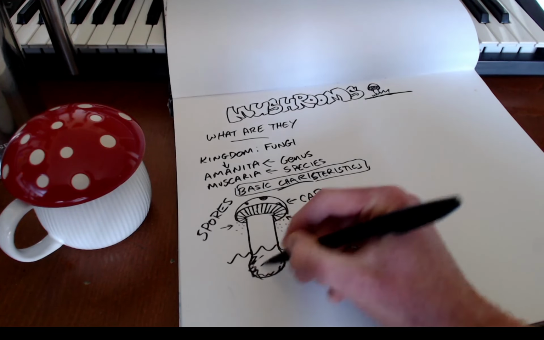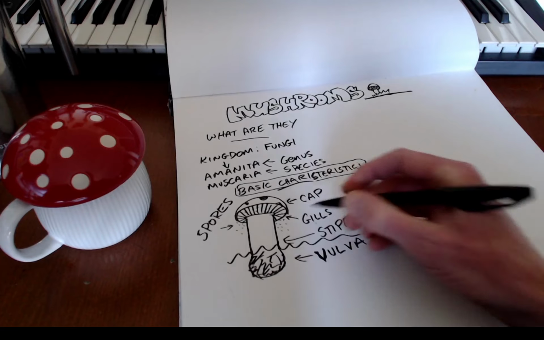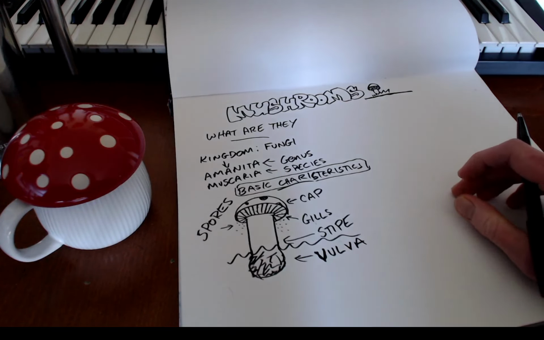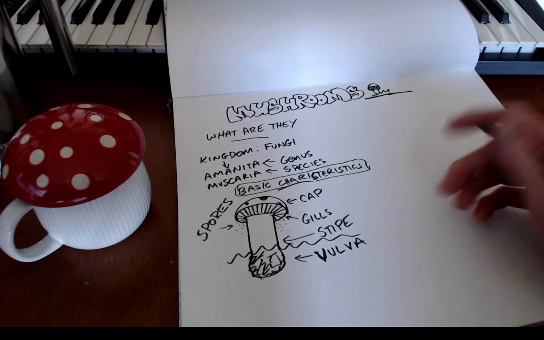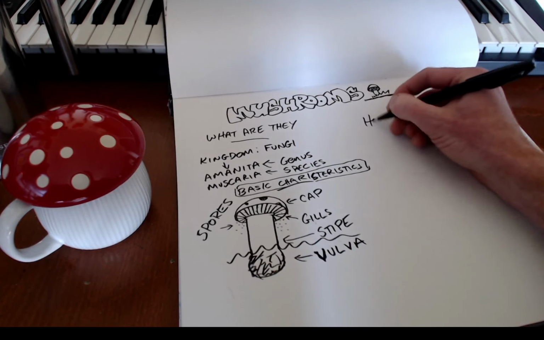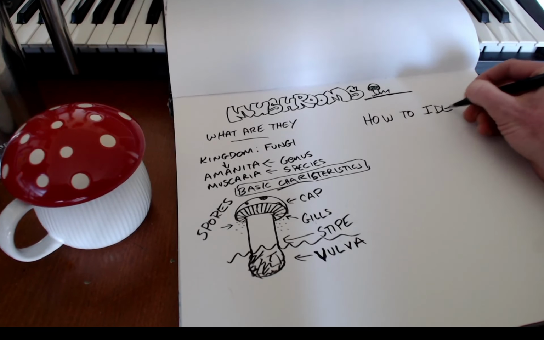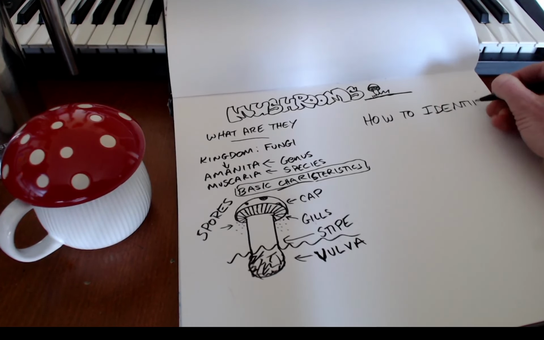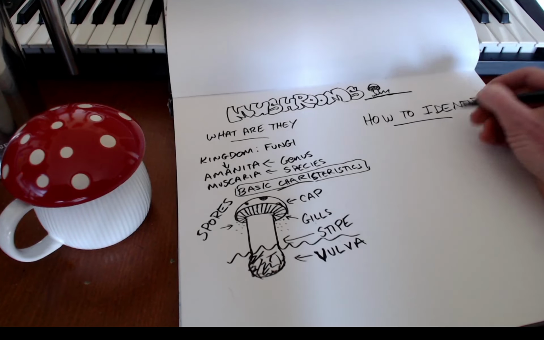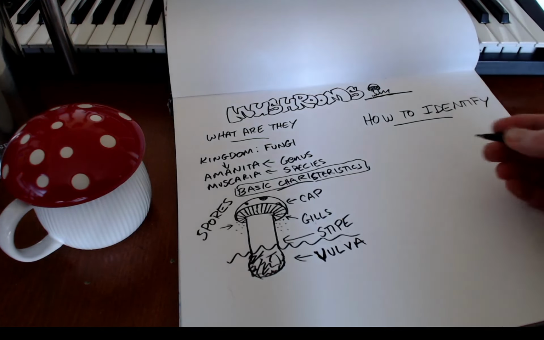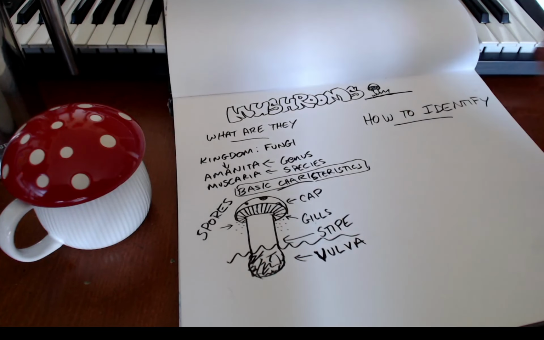So those are some basic features of most mushrooms, and this is what we'll be talking about. And so I guess let's talk a little bit about how to identify. And then we'll get into the actual looking at real mushrooms here in a second. Okay, so really, there are a few features that you want to pay attention to when you try to identify mushrooms, okay?